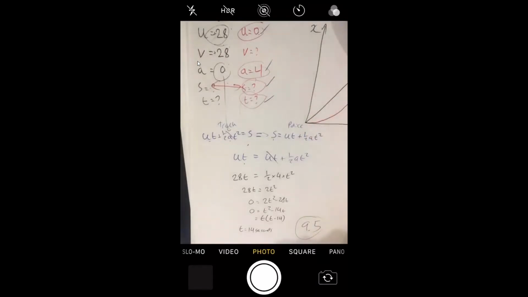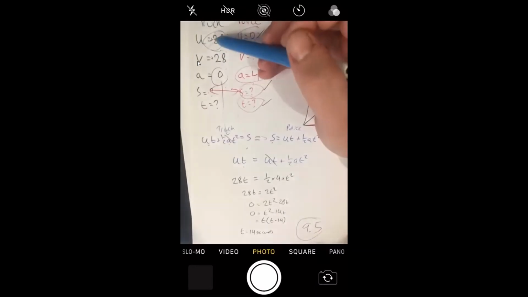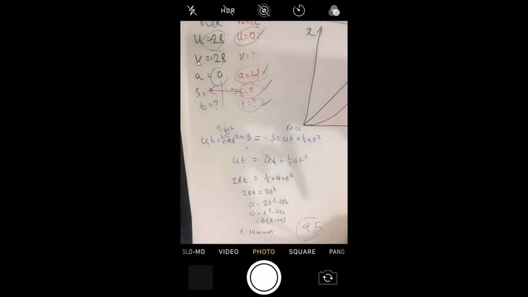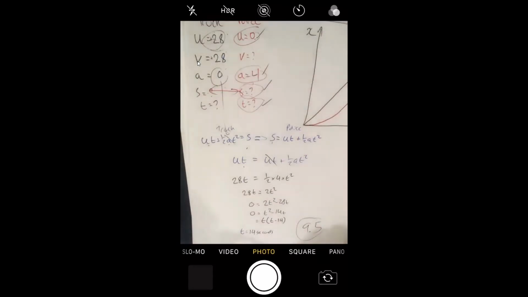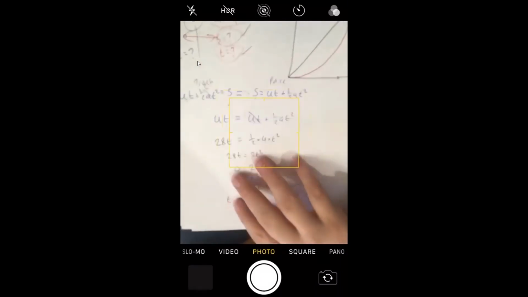Okay? Now, it makes sense to use the same one for the truck, but you didn't have to. You could have used any of them as long as they had S and T in it. We could have used V squared minus AT, you know, that would have worked too, but it just would have been a bit uglier. So that's how I got this one.